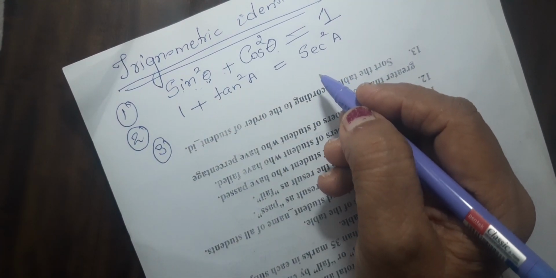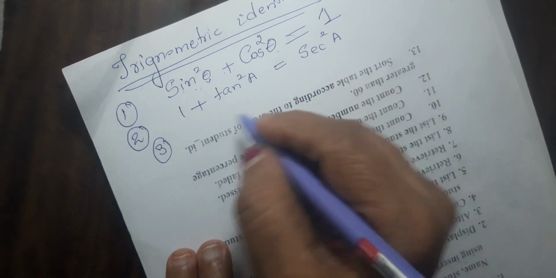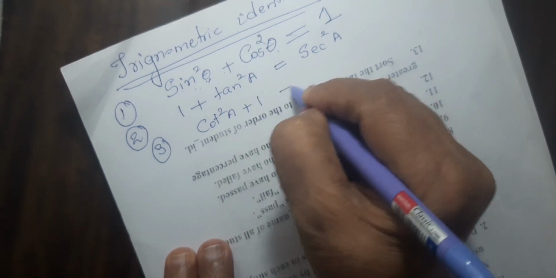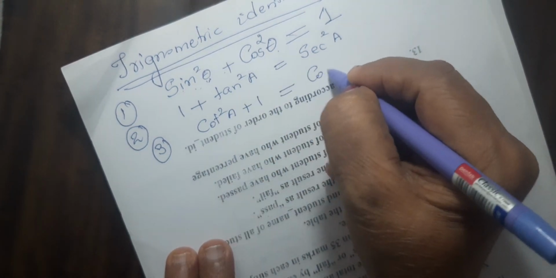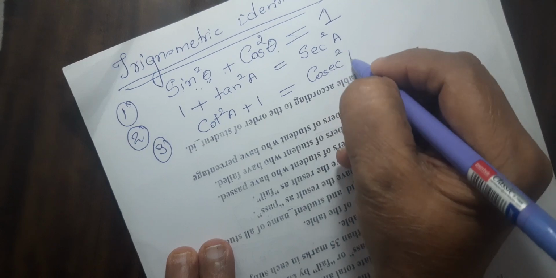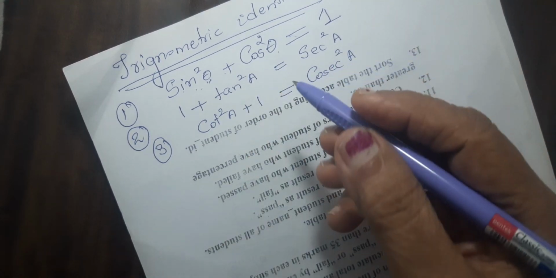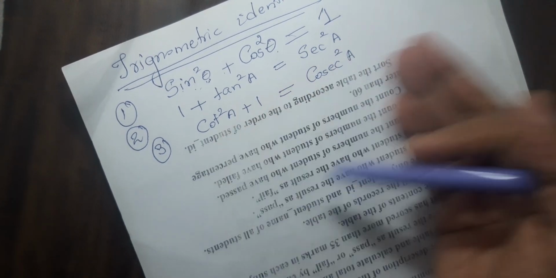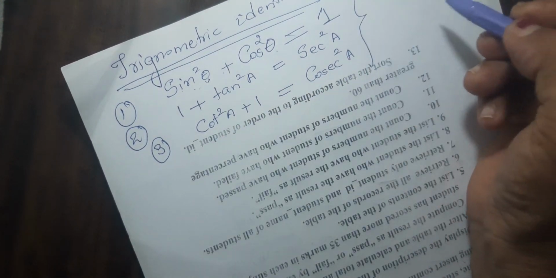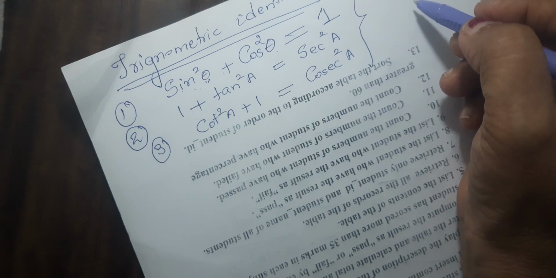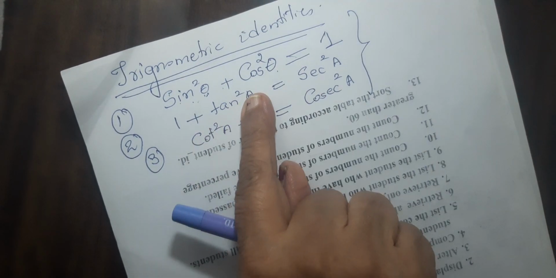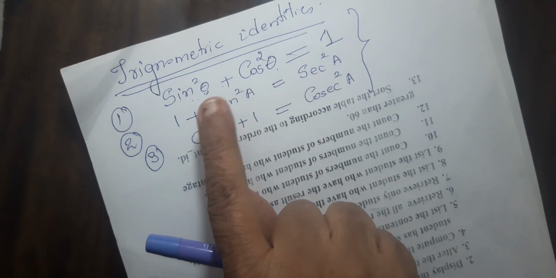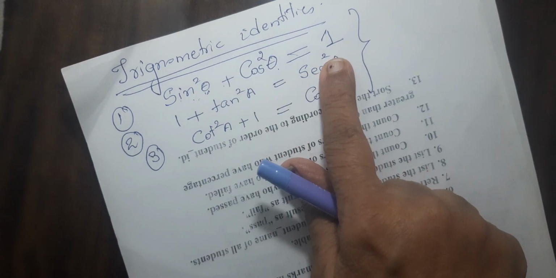Then the third identity is cot squared a plus 1 is equal to cosec squared a. Why am I changing like this? I can write theta, I can write a, I can write b. Now these are the main three identities of trigonometry. Sine squared a plus cos squared a is equal to 1, or sine squared theta plus cos squared theta is always equal to 1.